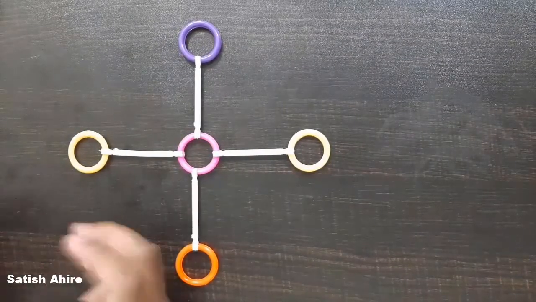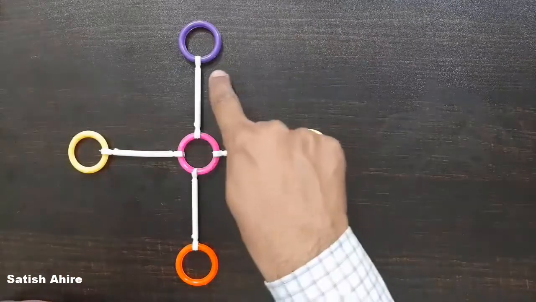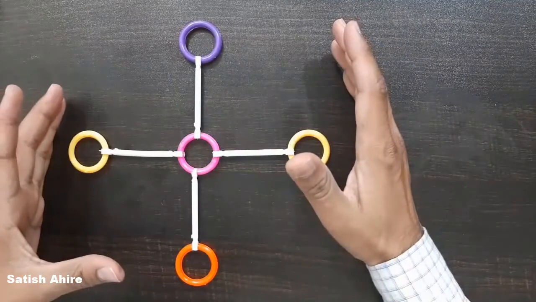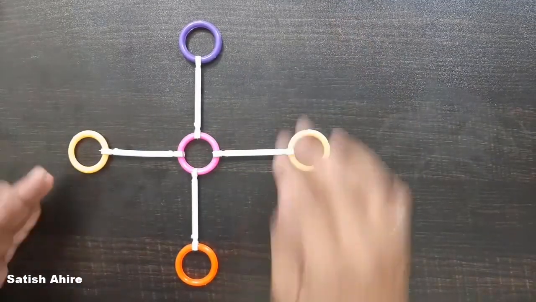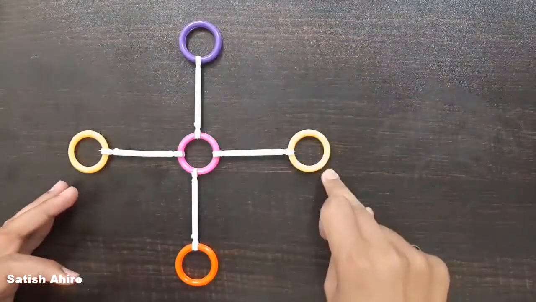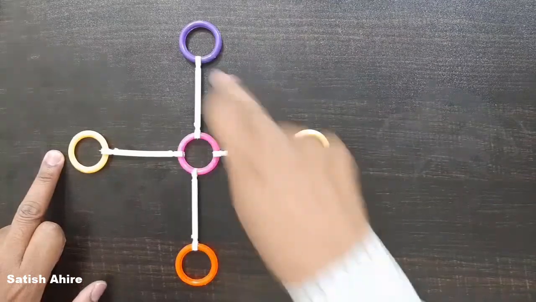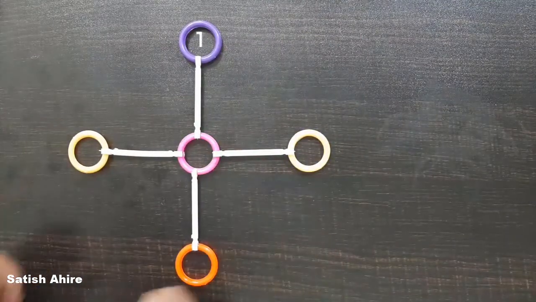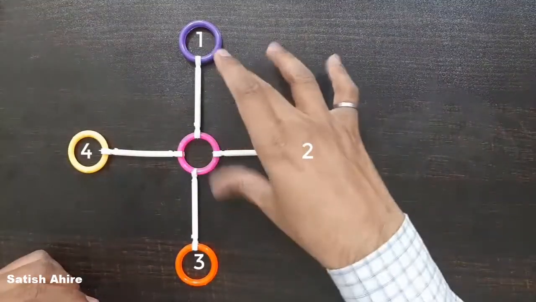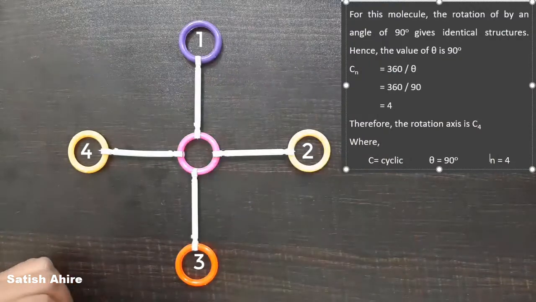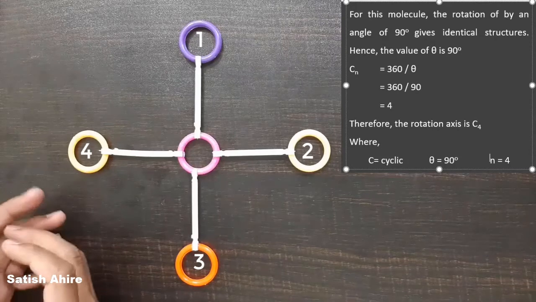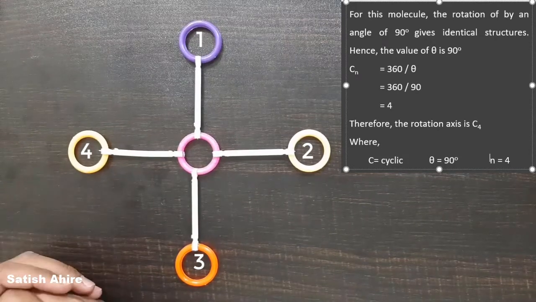Now consider a molecule with an angle of 90 degrees between its atoms. All atoms are similar, only for our convenience I label them with different colors as first, second, third and fourth, written as 1, 2, 3 and 4. As you know, the angle between these atoms is 90 degrees, therefore 360 divided by 90 gives the value 4, and therefore we call it a C4 axis.